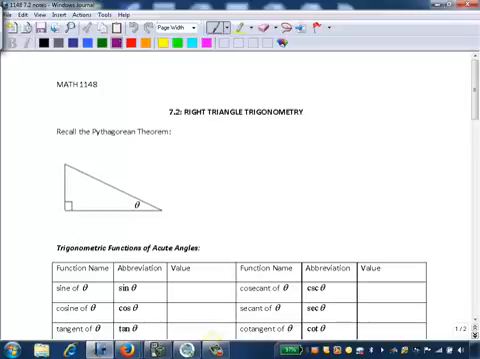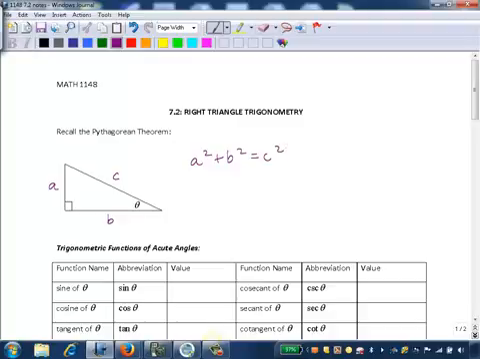Section 7.2, Right Triangle Trigonometry. Recall the Pythagorean theorem. It says that the sum of the squares of the two legs of a right triangle is equal to the square of the hypotenuse. So if I label my sides here A, B, and C, we know that A squared plus B squared equals C squared.